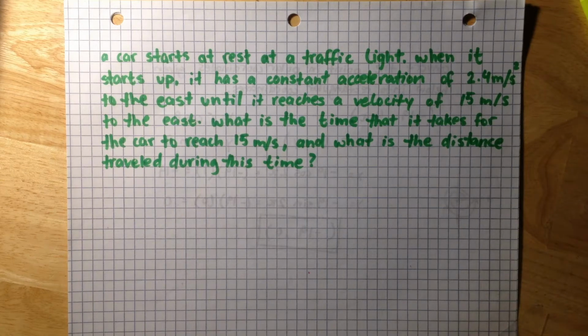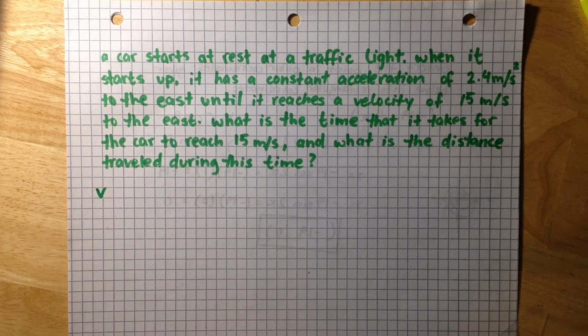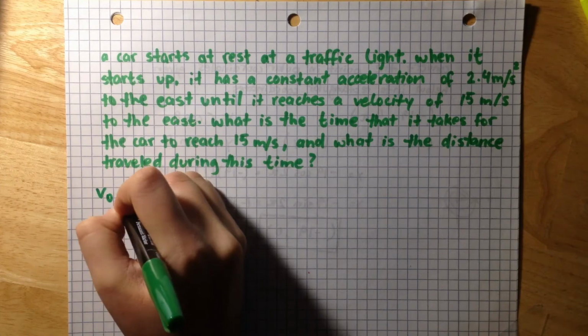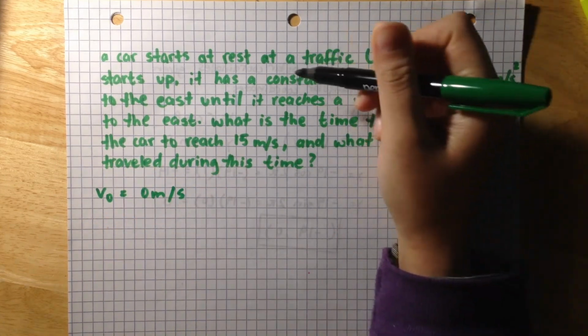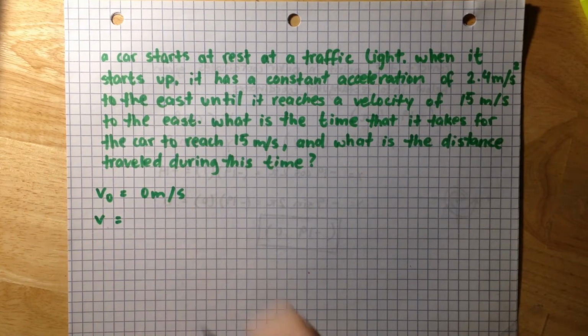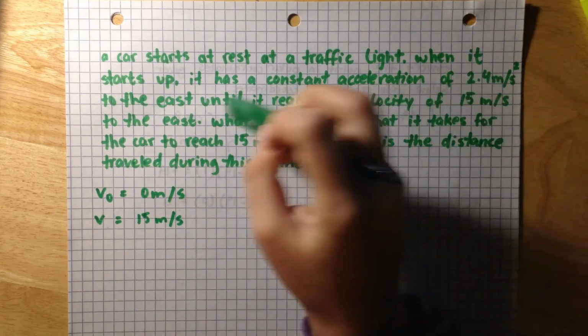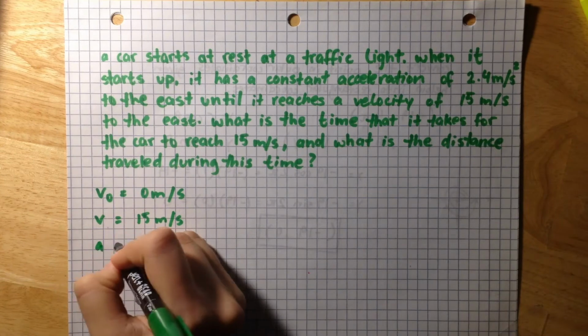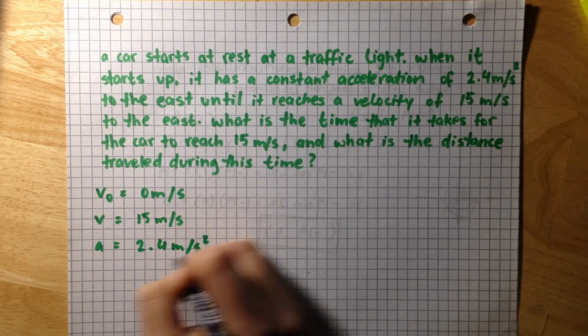So this question has two parts. Let's first solve for the time. So we can write out all the known variables. The initial velocity is 0 meters per second because they told us that it starts from rest. The final velocity is 15 meters per second to the east. And they also give us the acceleration, which is 2.4 meters per second squared.